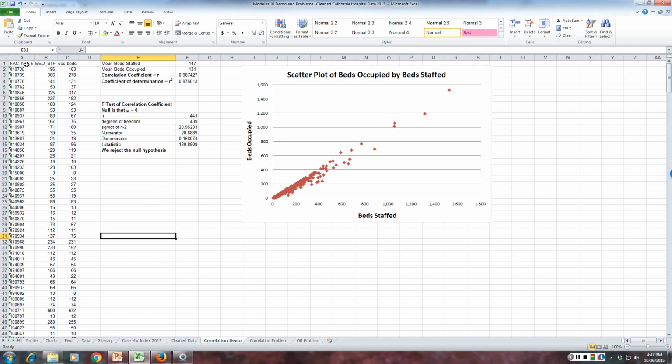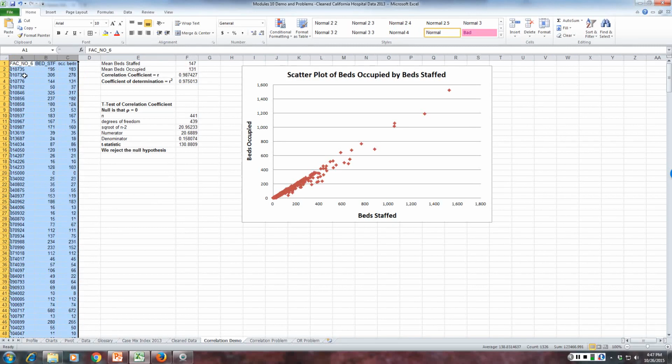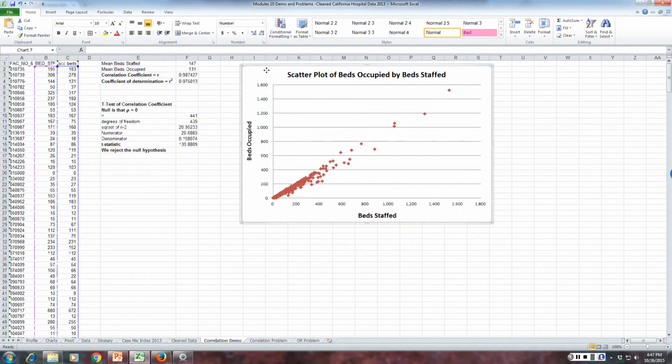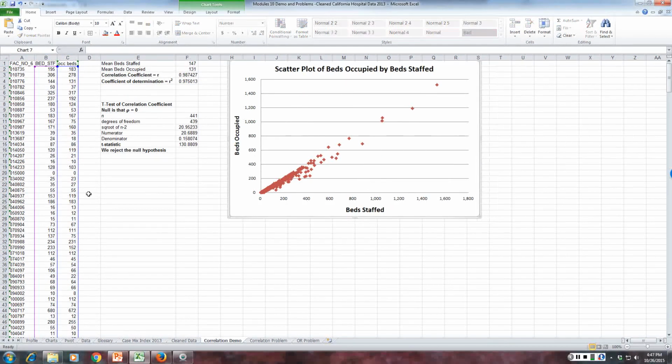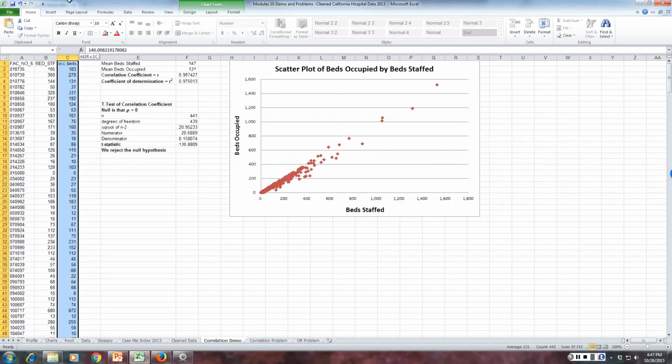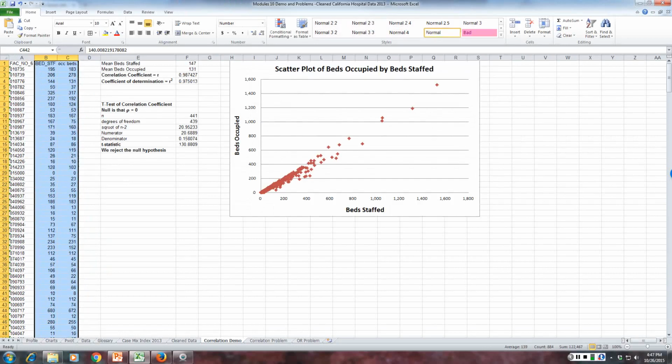As you can see here, I've copied and pasted over, highlighted here on the left, a few columns of California hospital data, and I've taken the beds staffed and the beds occupied, right? For each hospital, I have the hospital IDs here, and then the numbers for those hospitals for the staffed and occupied beds. If you want to create a scatter plot like I have done right here, all you got to do for these two columns is you can just scroll to the bottom if you want and select the data like that.